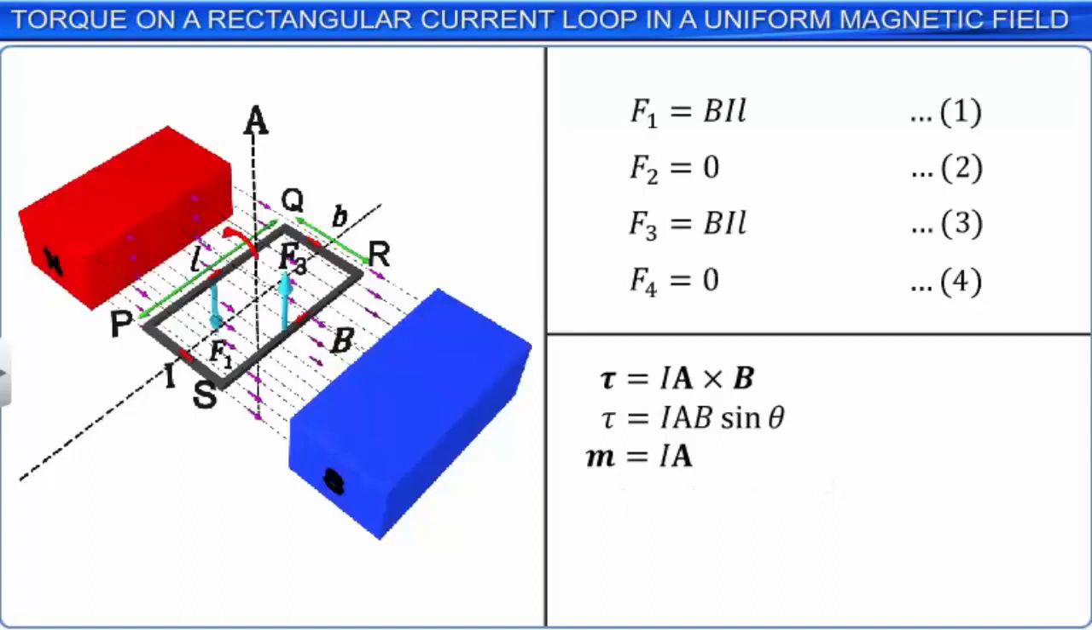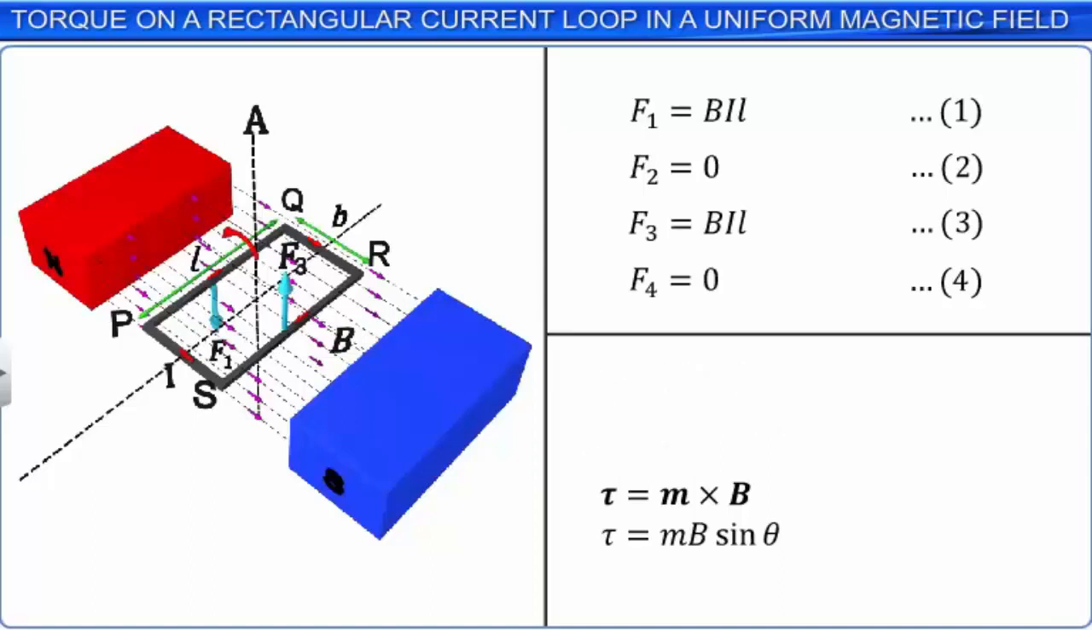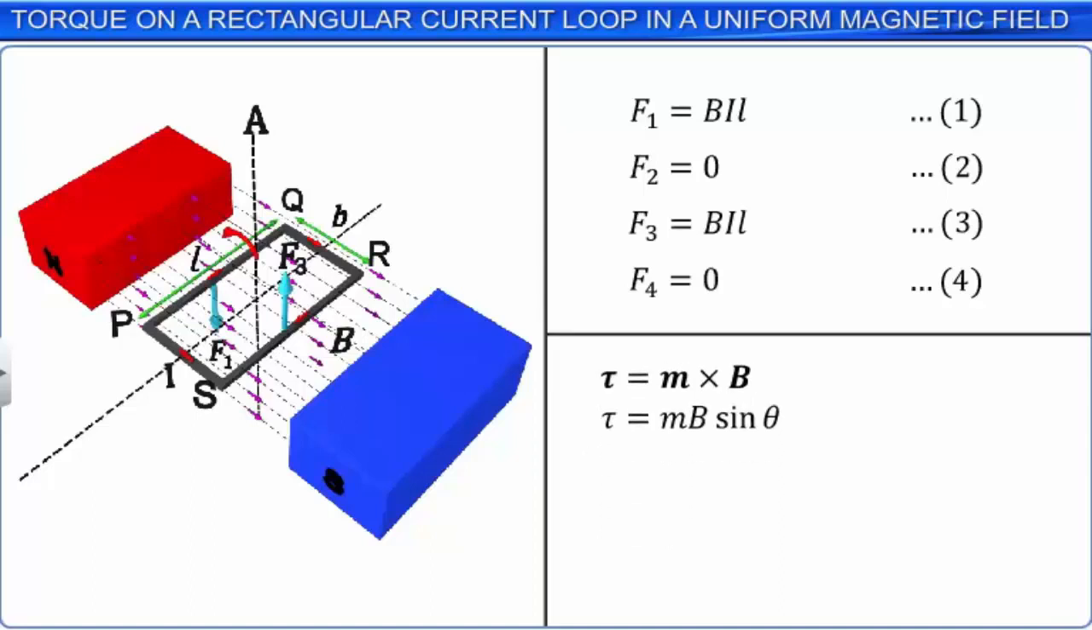Hence, torque on the current-carrying rectangular loop is given by the expression τ = M × B, and hence, the magnitude of the torque on the loop is given by MB sin θ. In this case, the angle between the magnetic moment and the magnetic induction is 90 degrees. As sin 90 is equal to 1, the torque on the loop is the maximum.